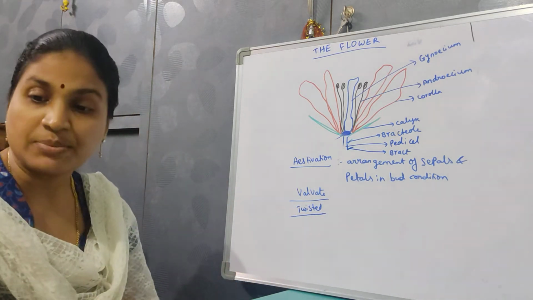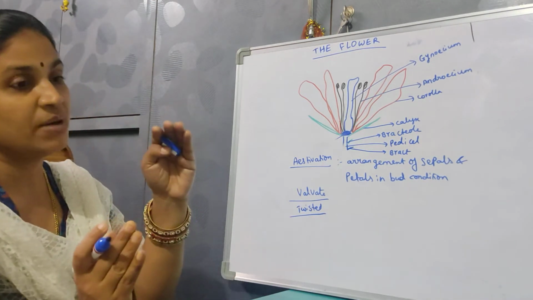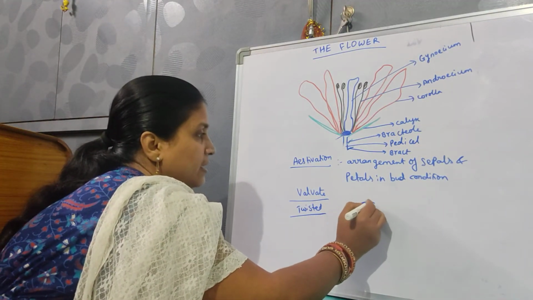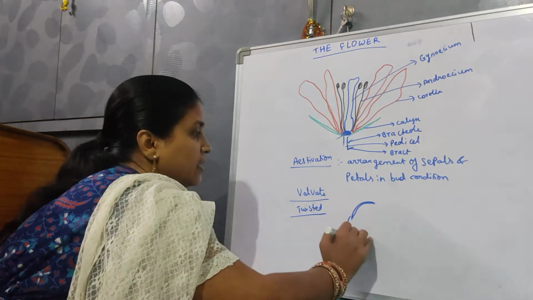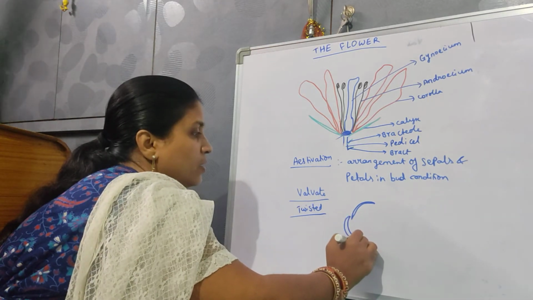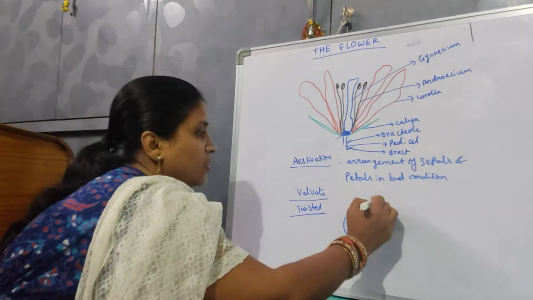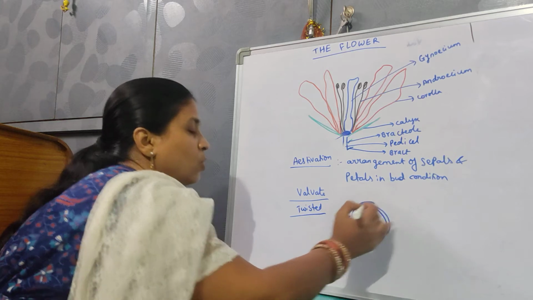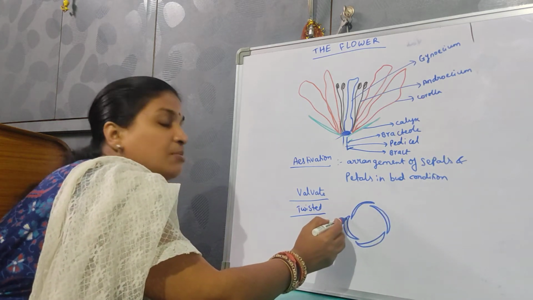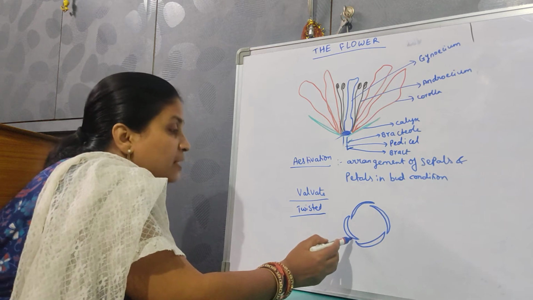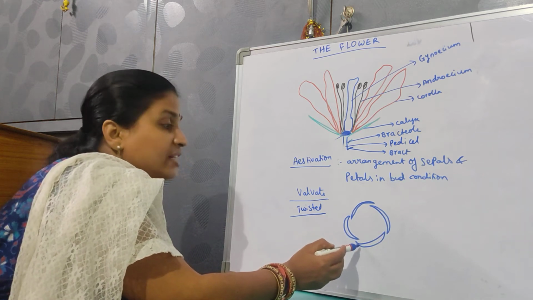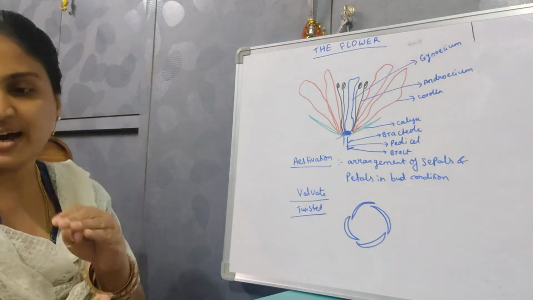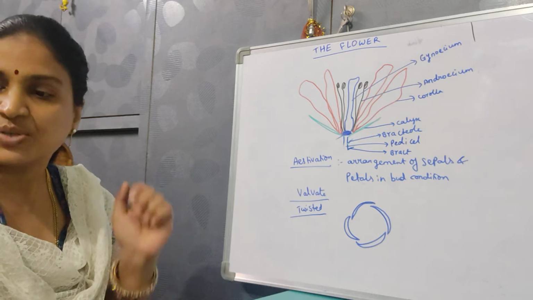Coming on to the second type, twisted estivation, where the petals or sepals just overlap. One of the margins will be overlapping the other margin like this. One of the margins will be overlapping the margin of the other petal. Then the margin of this petal or sepal is overlapped by the margin of this petal. So one margin is overlapped by one and the other. Such type of estivation is called twisted estivation.